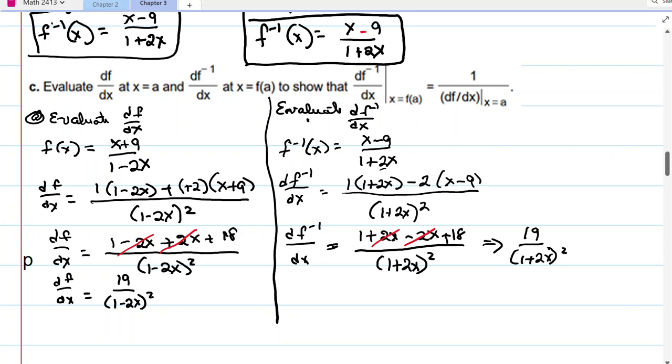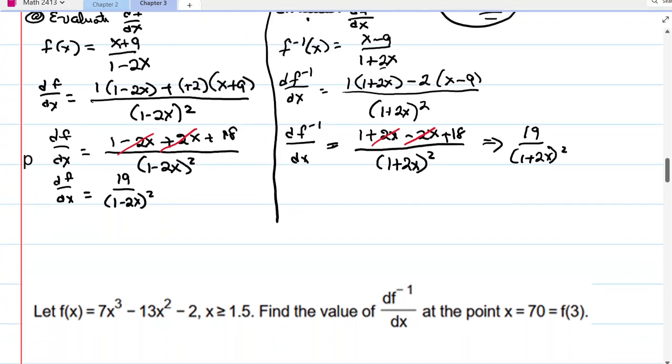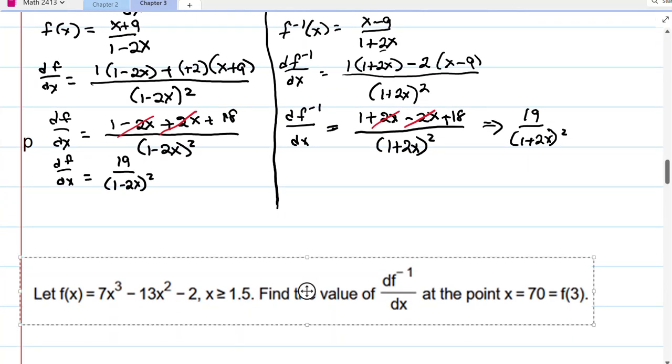Okay, so we can see that they're very similar except for the plus and minus. So now they want us to take the derivative as x equals f of a. In other words, we want b because we're talking about the inverse, to prove that it is the inverse at the derivative at a. So let's do that.